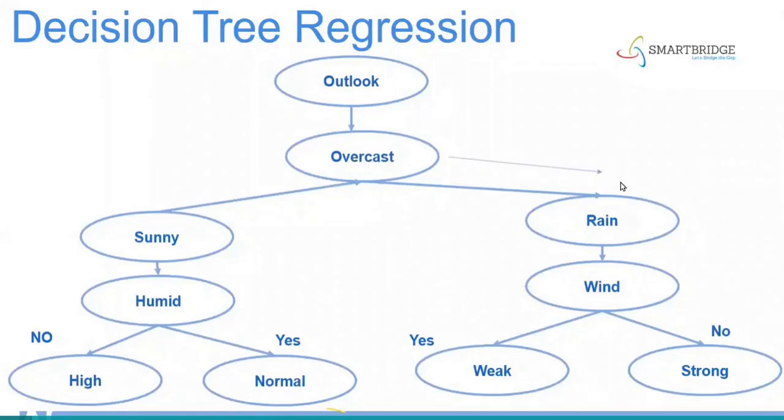It is rainy. So in the rainy branch, humidity is not there. So no need of considering the humidity. So it has to consider the wind. Wind is weak. So that's the reason he will play on the particular day. All right. So this is how a decision tree is formed based on the classification problem, based on the classified data. Did you understand till here, guys?